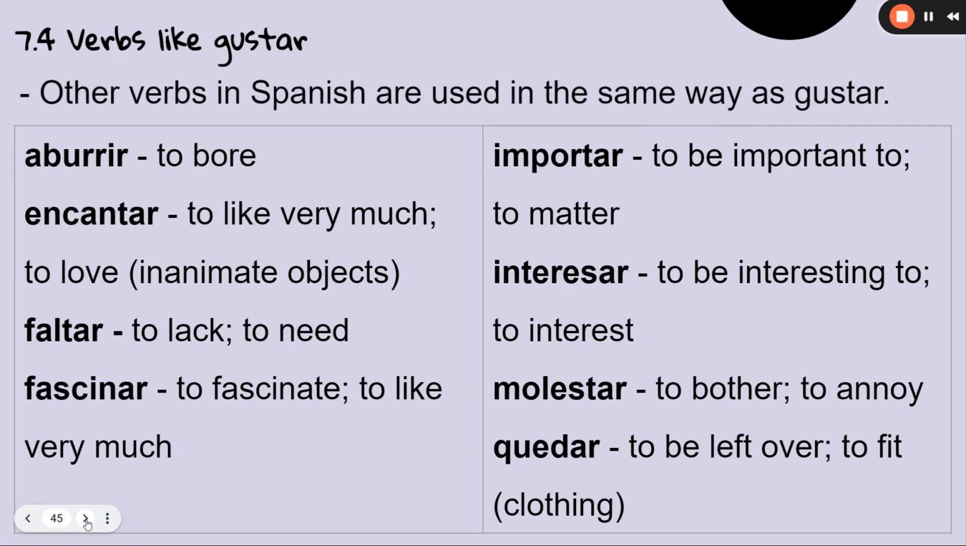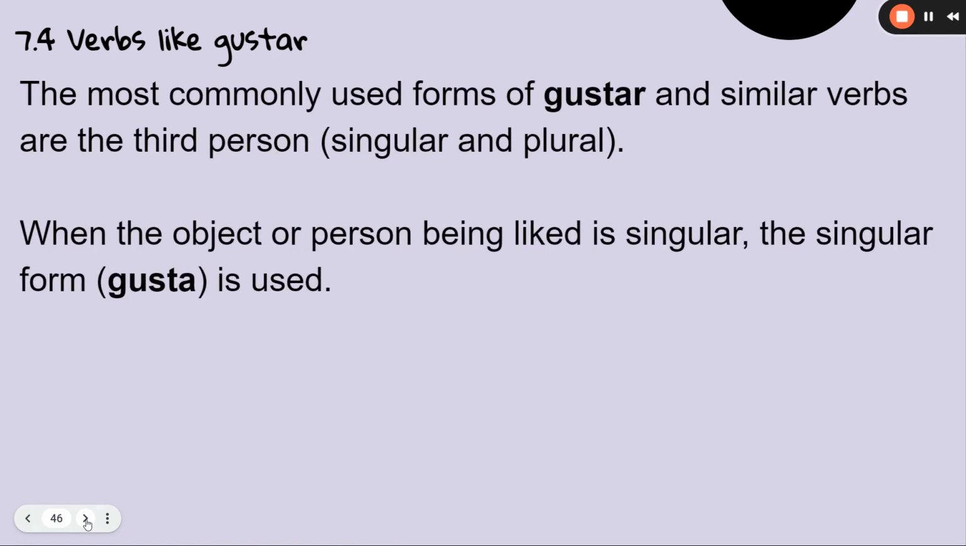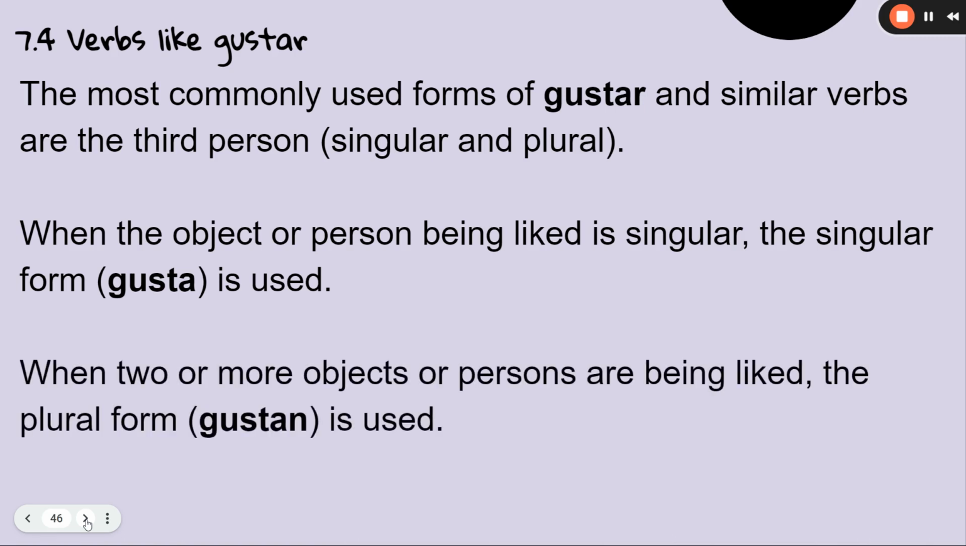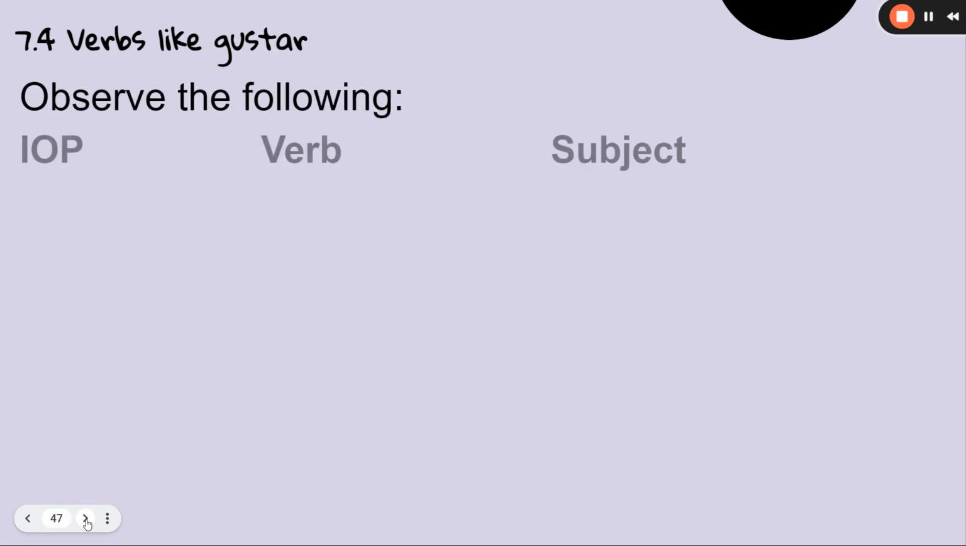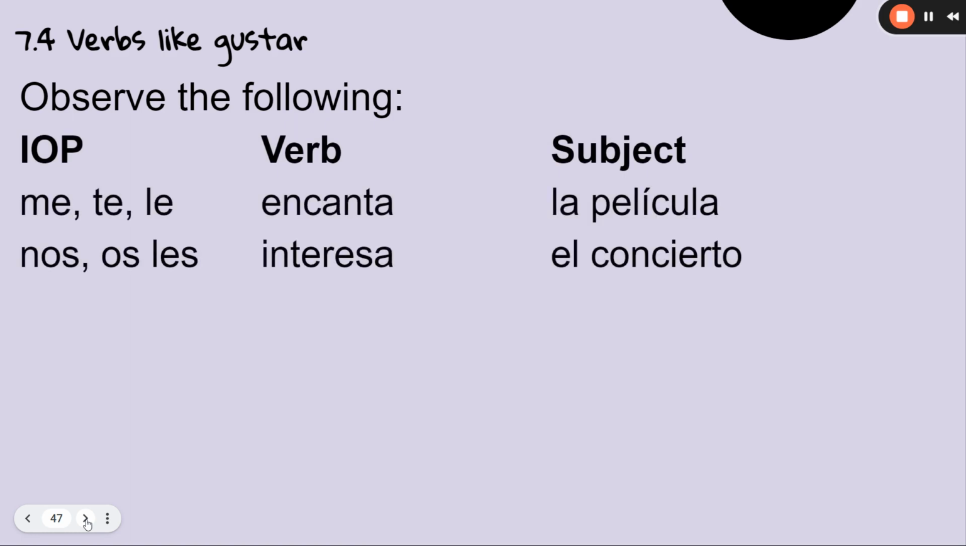Okay. Other verbs in Spanish are used in a similar way. Remember that it's the third person that you're using. Those are the most common. When the object or person being liked is singular, the singular form gusta is used. When it's plural, it's gustan. Same thing's going to happen with the other verbs. So you would have me, te, le, nos, os, and les.